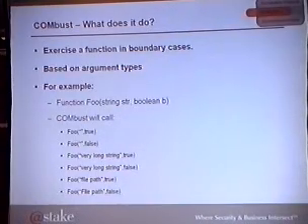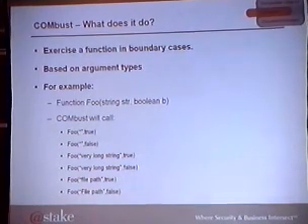So I mentioned it earlier, exercise functions in boundary cases. For example, if there's a function foo that takes a string, what happens if I pass a null string? What happens if I pass a long string, a format string, a file name, a UNC path, etc.? It is based on argument types. For a string, it will try those types of values. For an integer, it will try the boundary integers, etc.